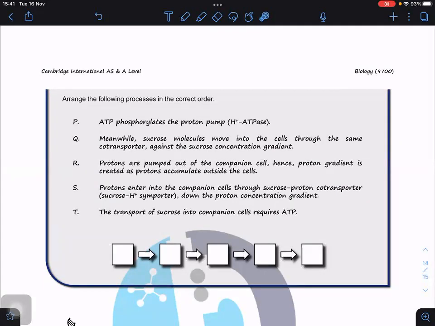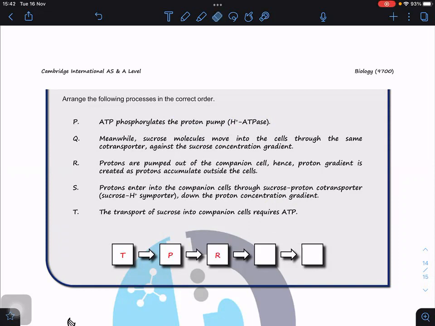So first, you can see that the process requires ATP. Okay, so next, ATP phosphorylates the proton pumps. Another name for proton pump is H plus ATPase. Okay, so next, what happened? Next, you can see that we generate the concentration gradient.